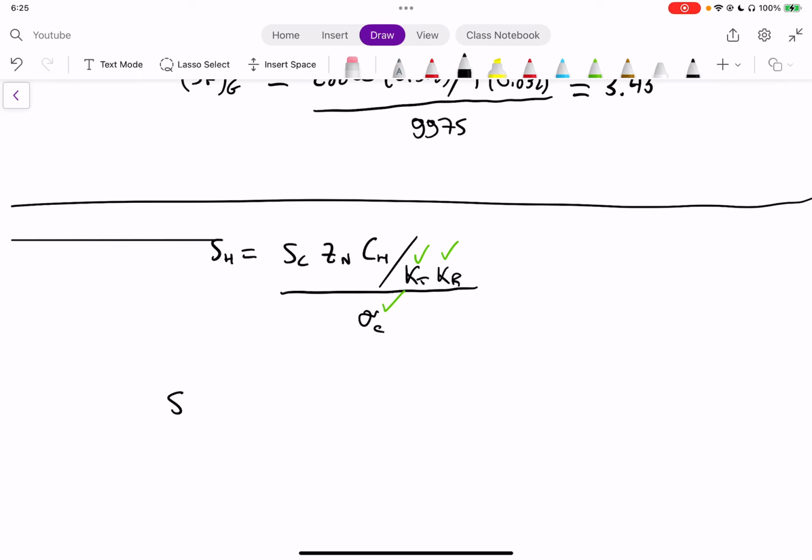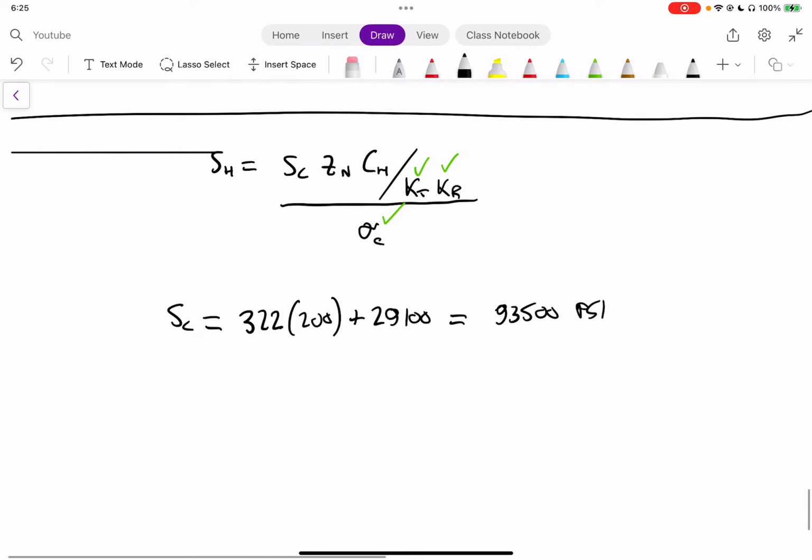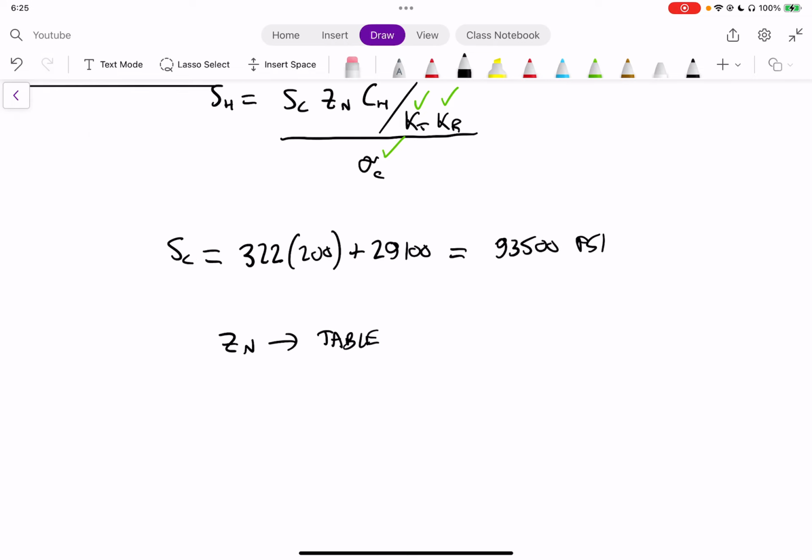I'm not going to go back to our formula sheet, but for grade 1 steel, we have a value of 322 times 200, or HB, plus 29,100, which is going to be equal to 93,500 PSI. And then ZN, we're going to use the table to find ZN. Again, you can use the table or you can use the equation on the table.